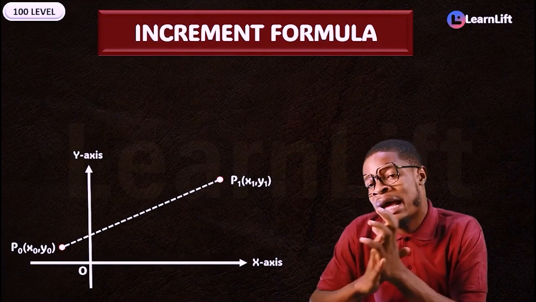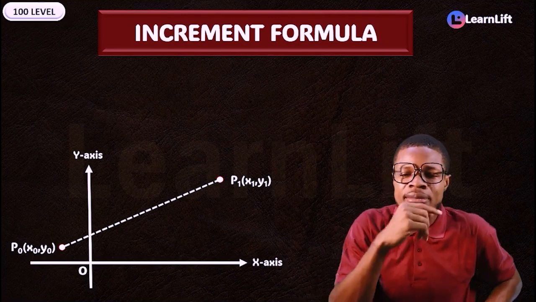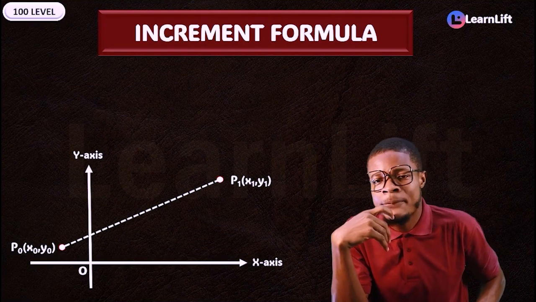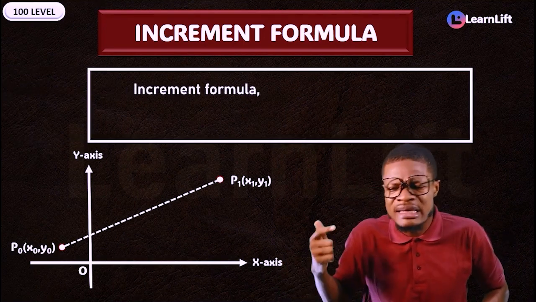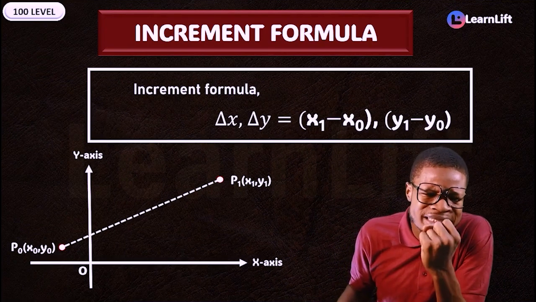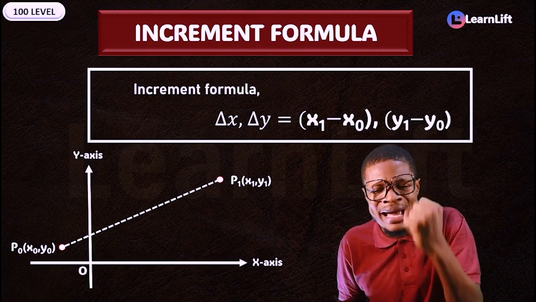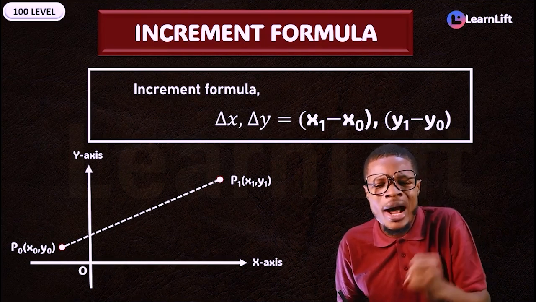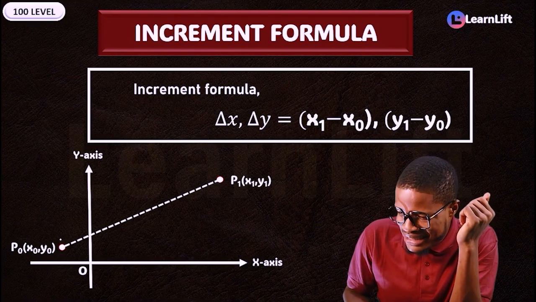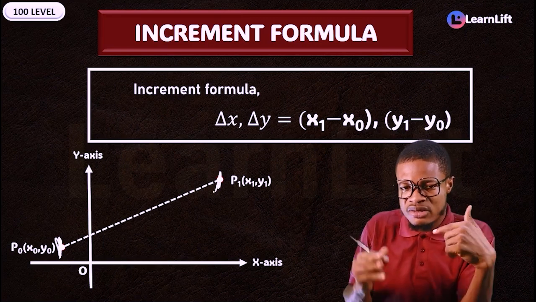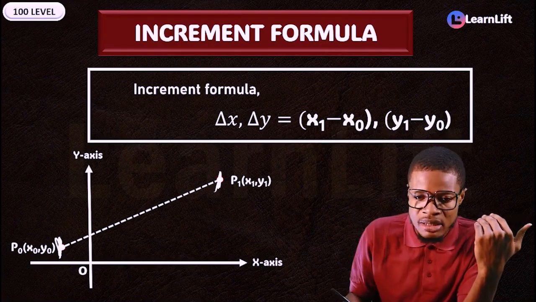The first formula I'm going to give you in this lesson today is called the increments formula. Which one is the increment formula? The increment formula is given by change in x, change in y, is equal to x1 minus x0, y1 minus y0. That change in position is what is denoted by the increment formula.